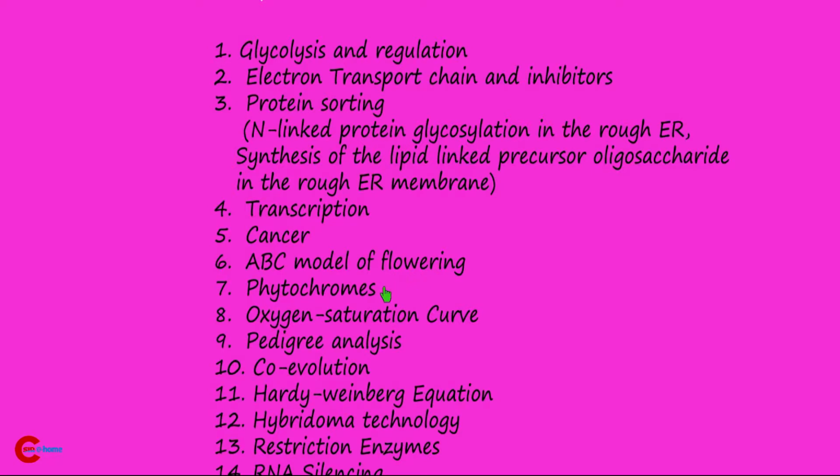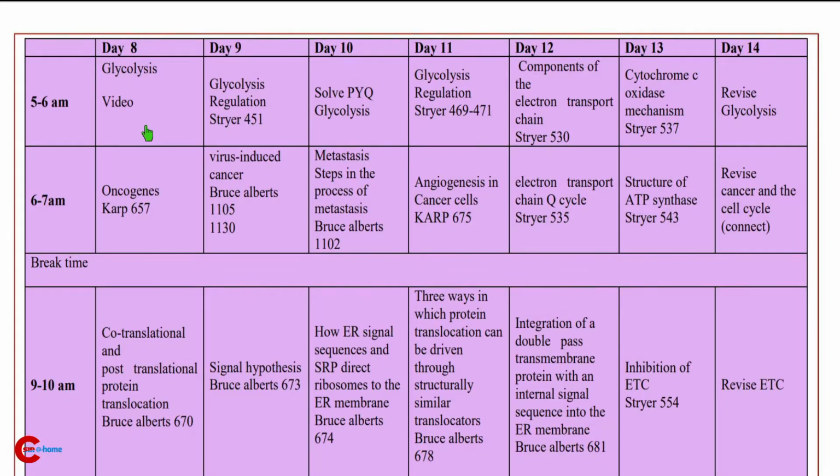Then phytochromes, oxygen saturation curve, pedigree analysis, co-evolution, Hardy-Weinberg equation, hybridoma technology, restriction enzymes, and RNA silencing. These are the important topics for the CSIR examination. Now we can discuss the timetable.